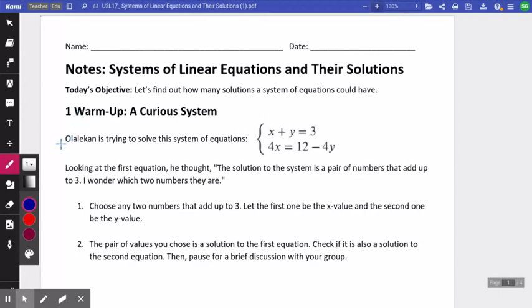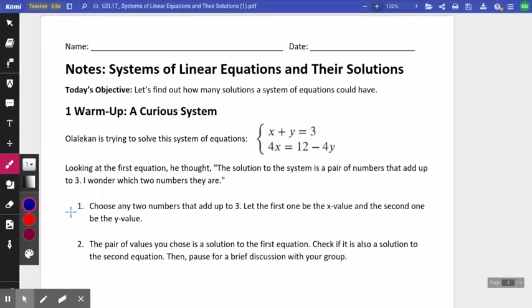It says Olalekan is trying to solve this system of equations. And they give us the system x plus y equals 3 and 4x equals 12 minus 4y. It says, looking at that first equation, the x plus y equals 3, he thought the solution to the system is a pair of numbers that adds up to 3. That seems right. We've got x plus y. Those are our two variables, and that equals 3. So it means it must be a pair of numbers that add up to 3. And he says, I wonder which two numbers they are.